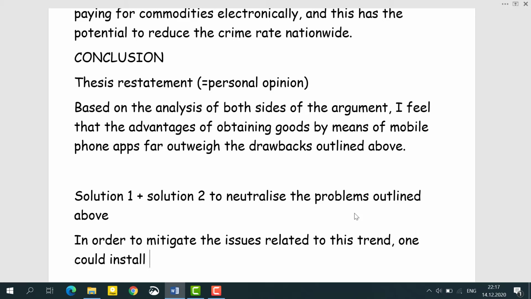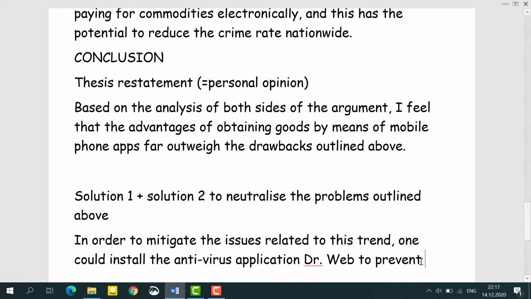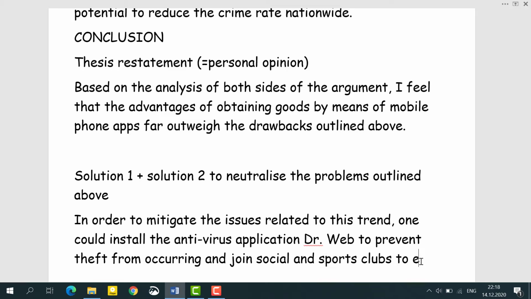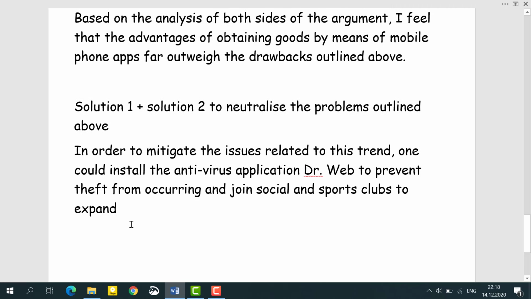one could install the antivirus application Dr. Web to prevent theft from occurring and join social and sports clubs to expand networks with the wider community. Okay, here we go.